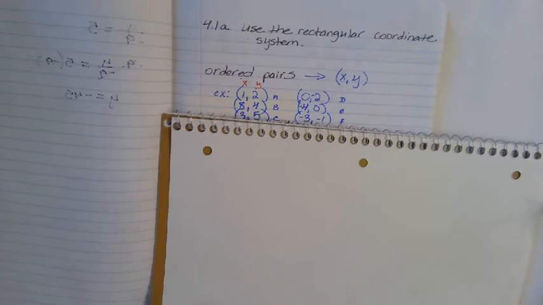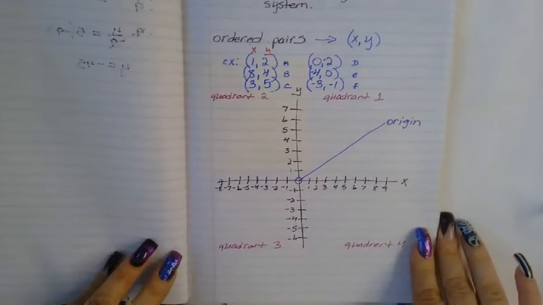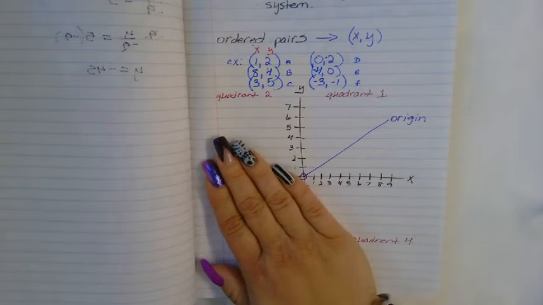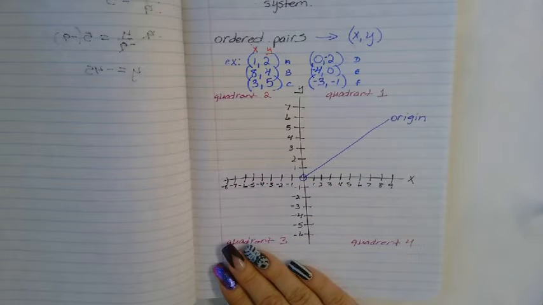What I want, before we plot them, is for you to set up a graph that looks like that. Normally we see them just kind of like that, right, with our x and our y. But when we're using negative numbers, it looks like that.